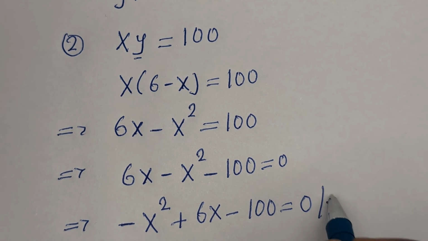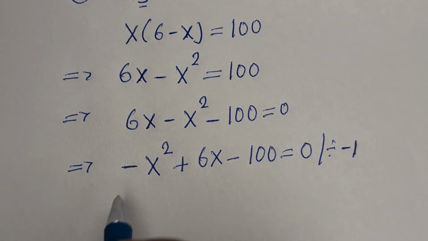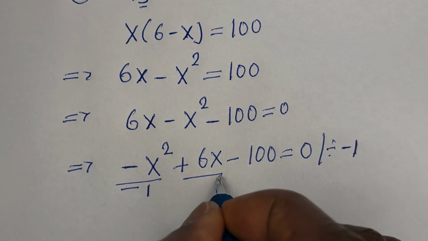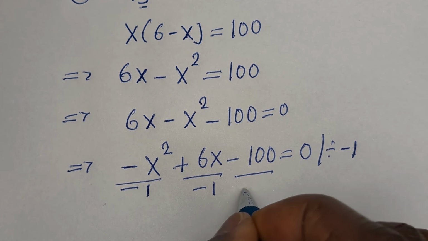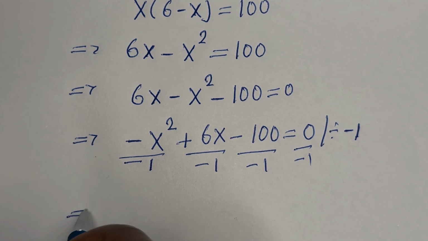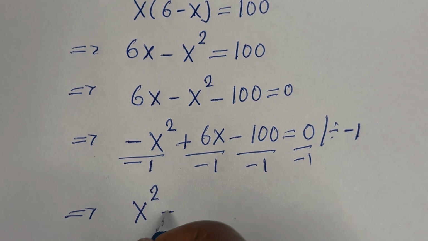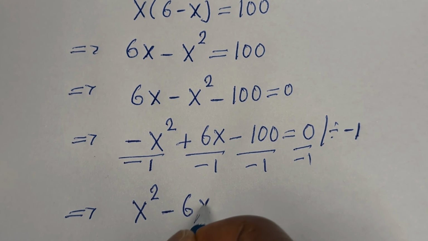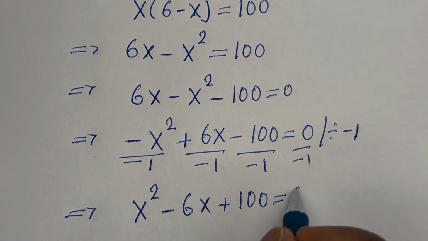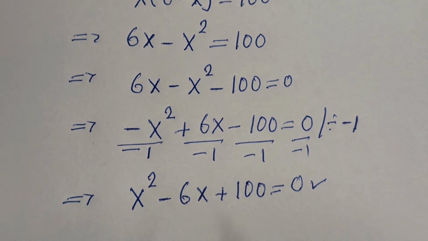Let us divide the whole of this equation by minus 1. If you divide each term by minus 1, and 0 by minus 1 is also 0, the whole equation will become s square minus 6s plus 100 is equal to 0. This is a quadratic equation which can be solved using the quadratic general formula.